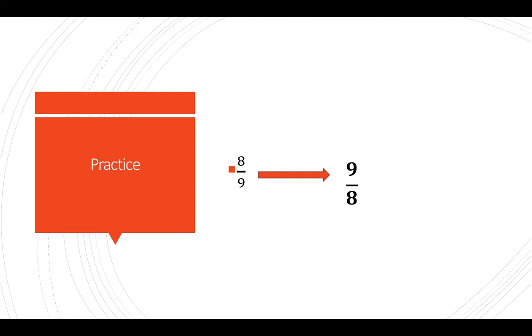So that's a good way to check and make sure that you have the reciprocal correct: it's flipped, and then when you multiply the fractions, they equal 1. Let's try another practice problem.